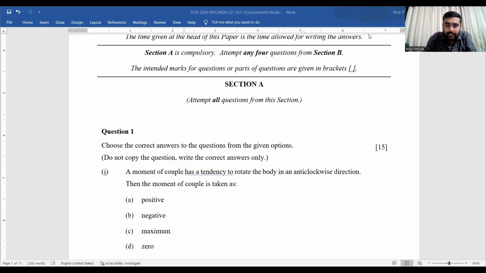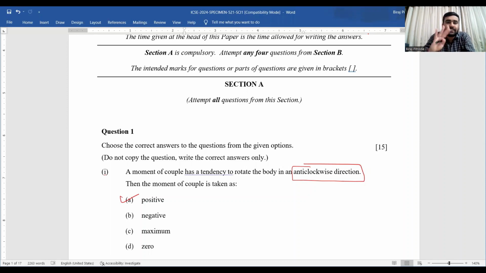The question one says that a moment of couple has a tendency to rotate the body in an anti-clockwise direction. Then the moment of couple is taken as dash. If you see very carefully, they have mentioned anti-clockwise direction. We have already learned if there is anti-clockwise direction, that means the moment of couple is supposed to be taken as positive. For anti-clockwise direction students, the moment of couple is always taken as positive.